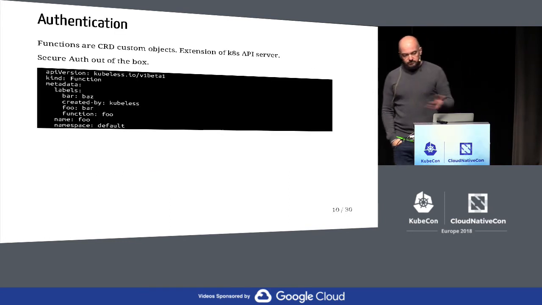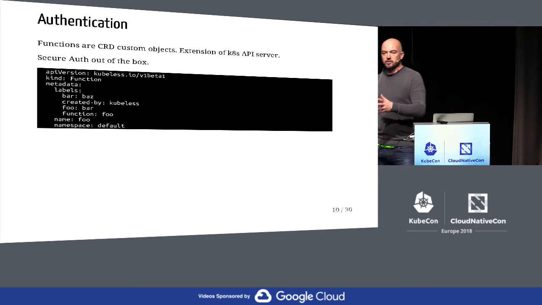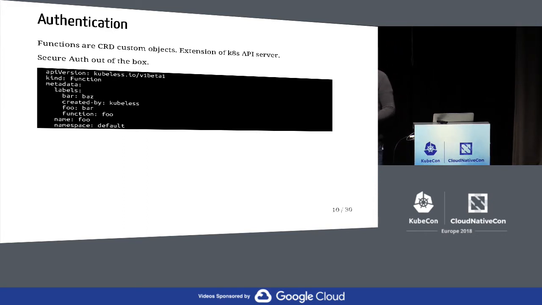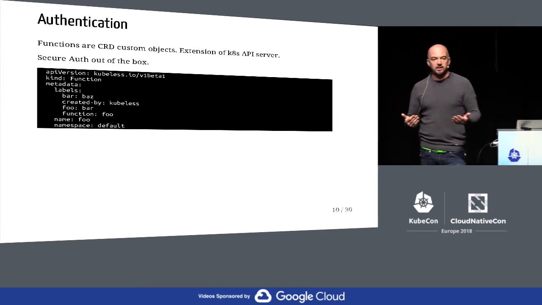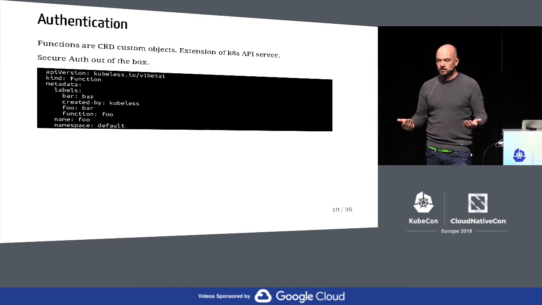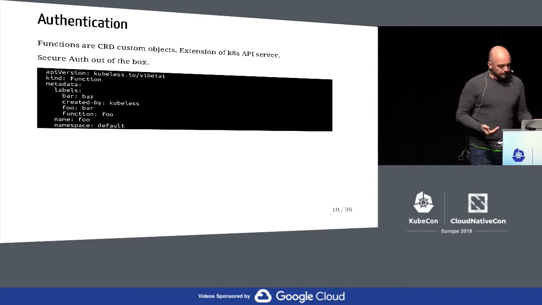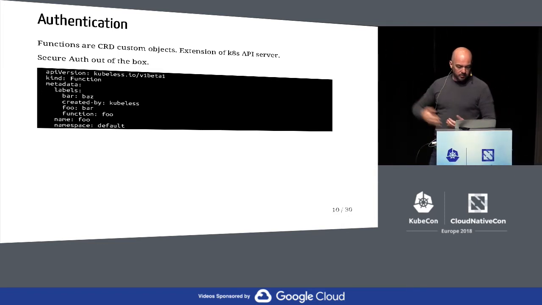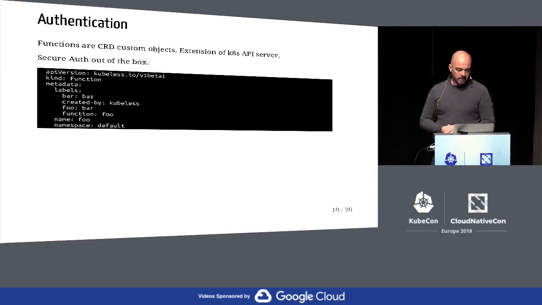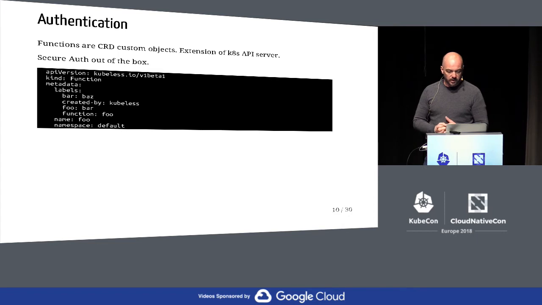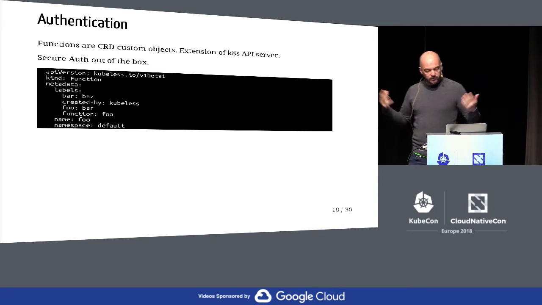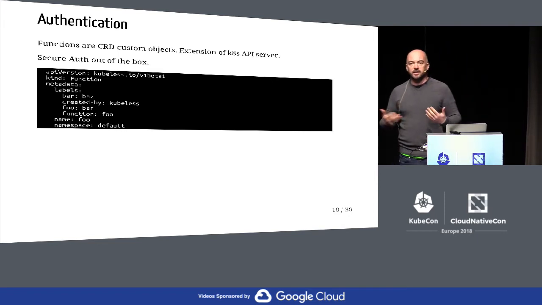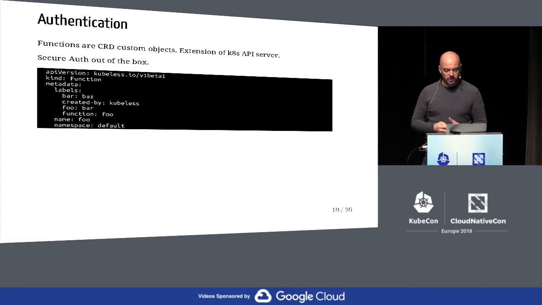Authentication, solved out of the box because your system, if you base it on Kubernetes, a function is now a custom object. So you have authentication out of the box. You use the authentication mechanism of the Kubernetes API server. Okay? So here, you see the example of the function object right now, API version kubeless IO v1 beta 1. The kind is function. And then, of course, you have the metadata. You have everything that comes in Kubernetes. So authentication solved.